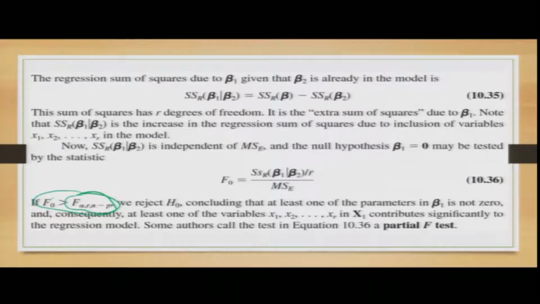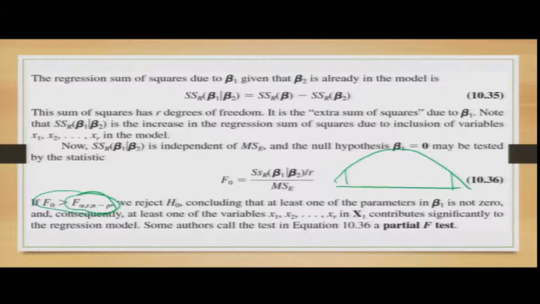It is one sided, that is why it is not divided by alpha by 2. In the other equation we had a right hand side and a left hand side. Now you are taking only one side, because it is either greater than or less than. So it is greater than f alpha, r is the degrees of freedom coming from the addition, and n minus p is the degrees of freedom coming from the total.